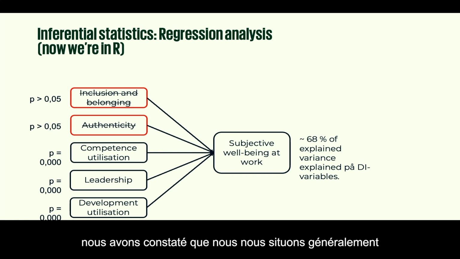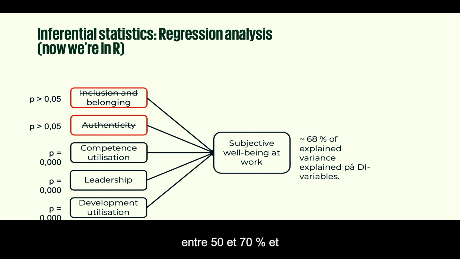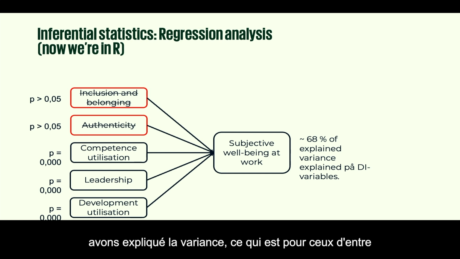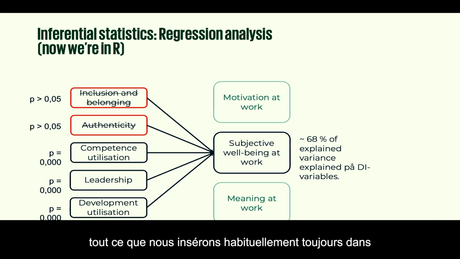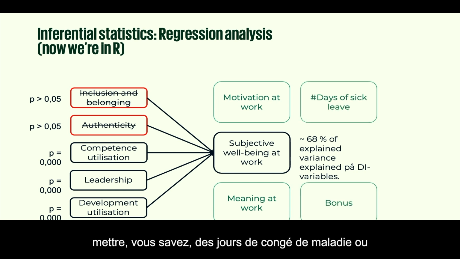And we found that usually we are at somewhere between 50 to 70% explained variance, which is, for those of you not interested in statistics, a huge effect size. And of course, you can plug in anything. We usually always plug in motivation and meaning, but we can also put in days of sick leave or bonuses or how many hours of invoiced company time you have, things like this. So it's something that we can directly put into what's important to the organization.